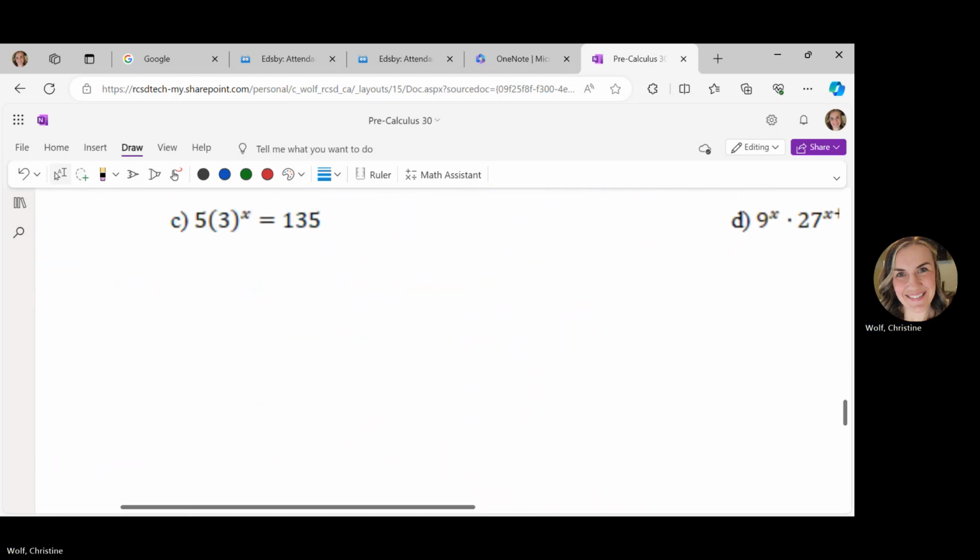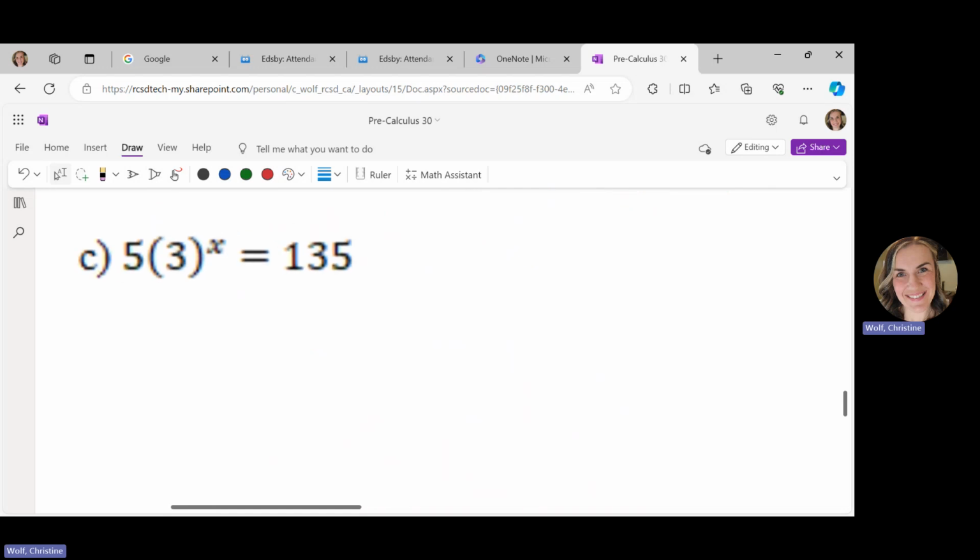Next one. This one here I wrote because a common error happens here. A common math error. If you have 5 times 3 to the x equals 135, that is not a 15, okay? That x belongs to the 3 and only the 3. If you change it to 15 to the power of x, you just completely change the value of the whole question. You cannot do that.